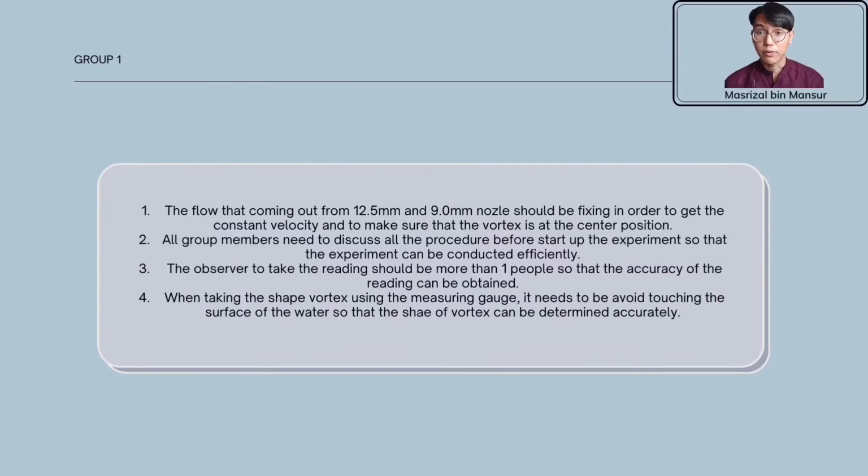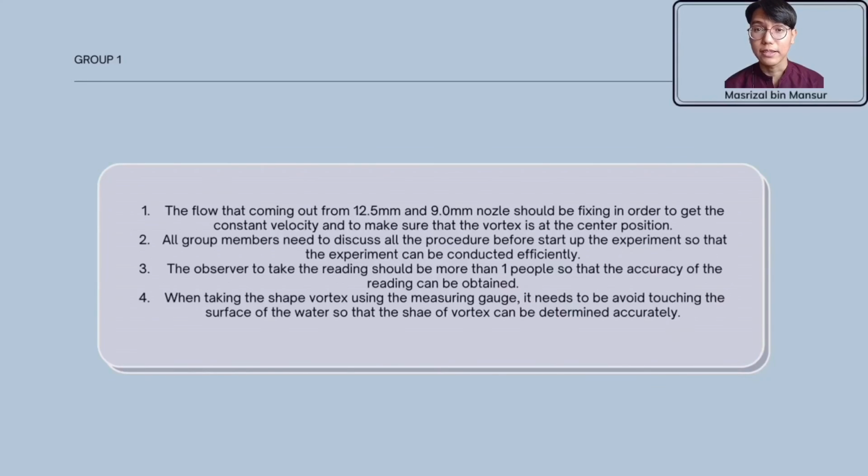So now we're going to have the recommendations for lab 2, free and forced vortex. The first recommendation that we want to include in our experiment is that the flow coming out from the 12.5 and 9.0 millimeter nozzles should be fixed in order to get a constant velocity and to make sure that the vortex is at the center position. Second, all group members should discuss all the procedures before starting the experiment so that the experiment can be conducted efficiently.